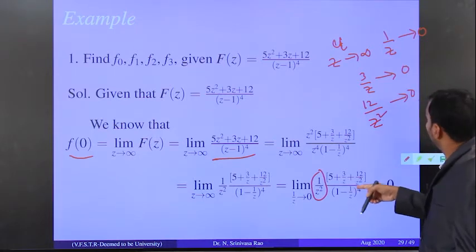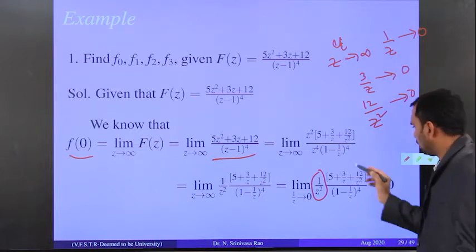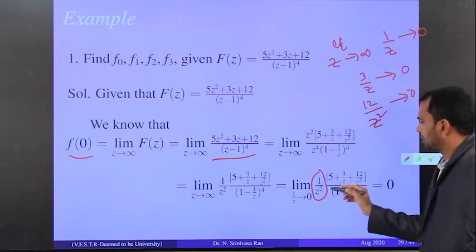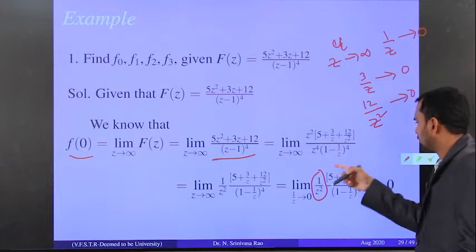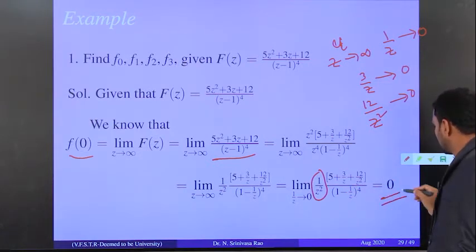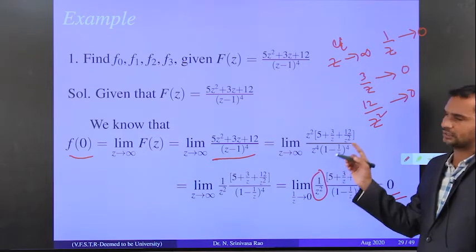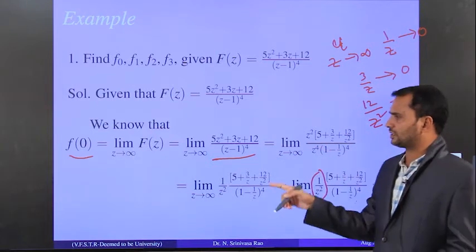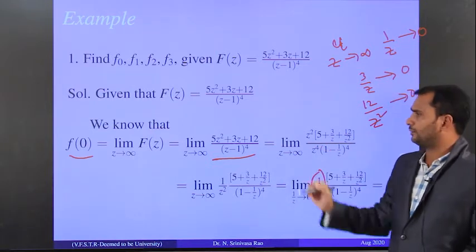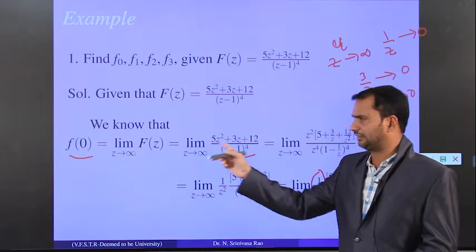Similarly here, 1 by z is always 0. So the whole quantity is going to be 0, and so the final answer is 0. This way you have to compute f0, f1, f2, f3. So this is the f0 value. First remember, the f0 value for the initial value theorem is the limit as z tends to infinity of f of z.